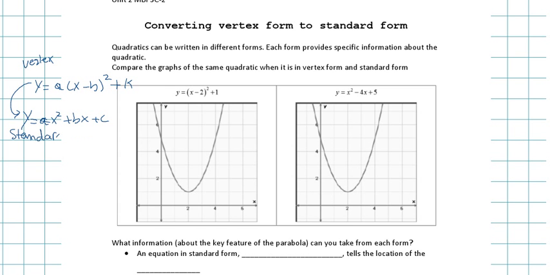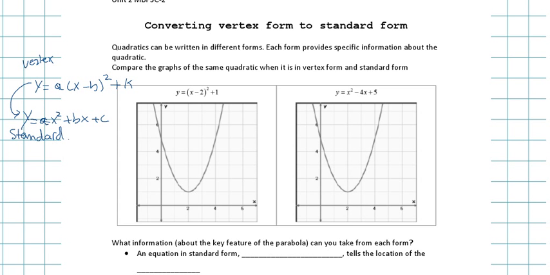And in order to go from vertex form to standard form, I have to do what we call expand and simplify. So what we did earlier with the FOIL method is an example of expanding and simplifying. Okay? So I went from the factored form to an expanded form. We call it the standard form. So from here to here we expand and simplify. From here to here we expand and simplify.